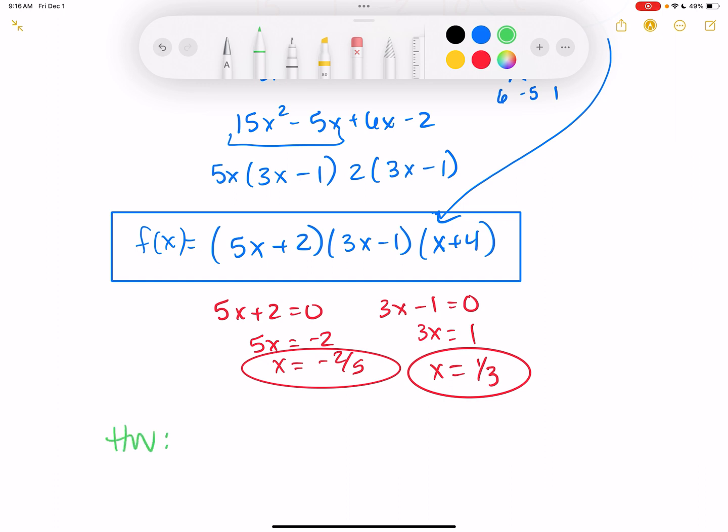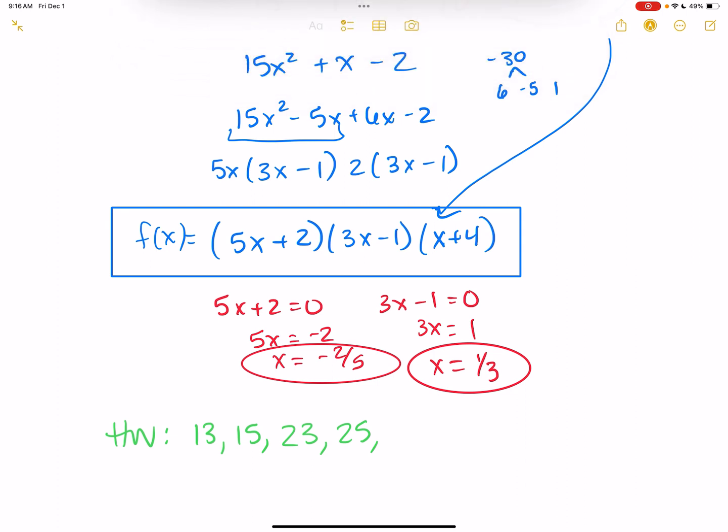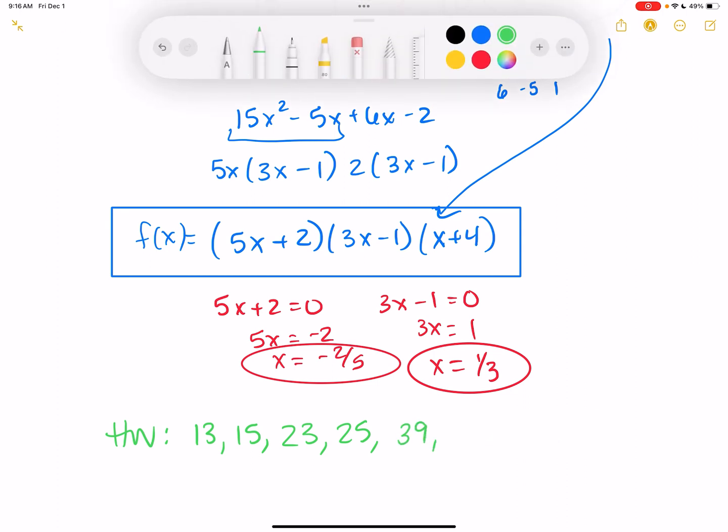All right, let's see. 13, 15, 23, 25, and then from what we just did, 39, where it just has a 1 in front, and then 45. And then we have a little bit more that we'll do with it on Monday. And then we'll do some review and stuff on Tuesday for a test on Wednesday.